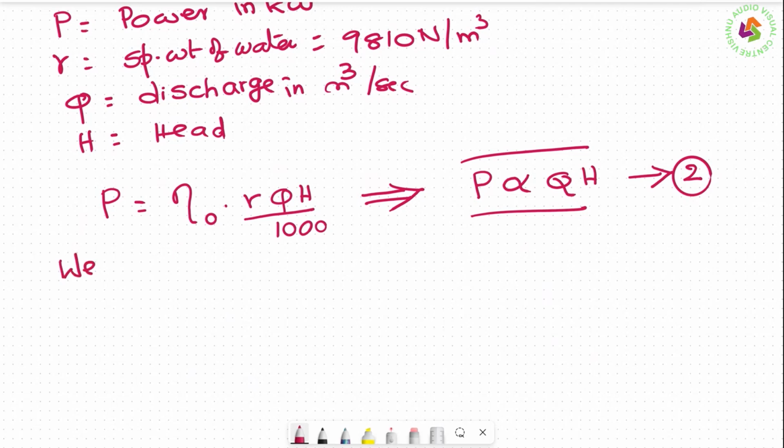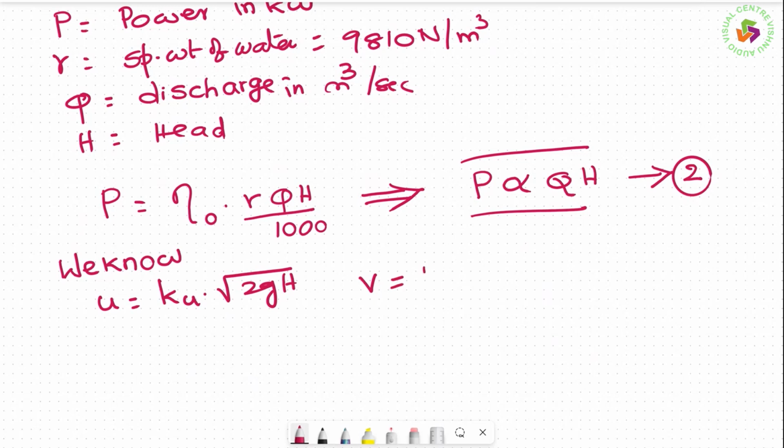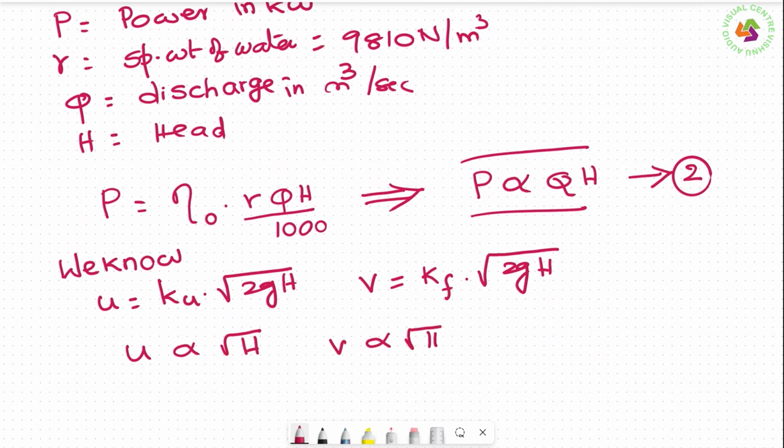And again, we know U is equal to speed ratio into root 2GH. And similarly, VF is equal to KF into root 2GH. These two things you already know. Therefore, U is proportional to root H and V is also proportional to root H. In other terms, U is proportional to V is proportional to root H. This is equation 3.